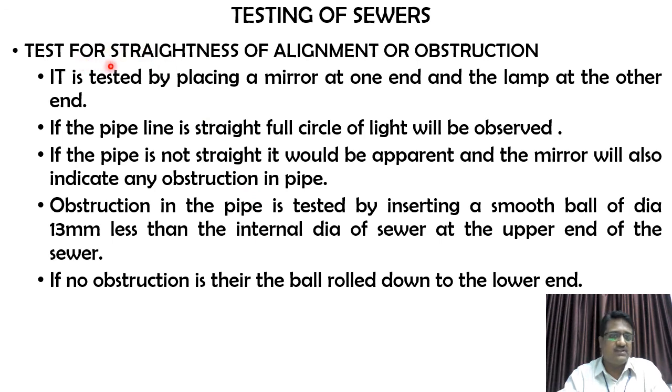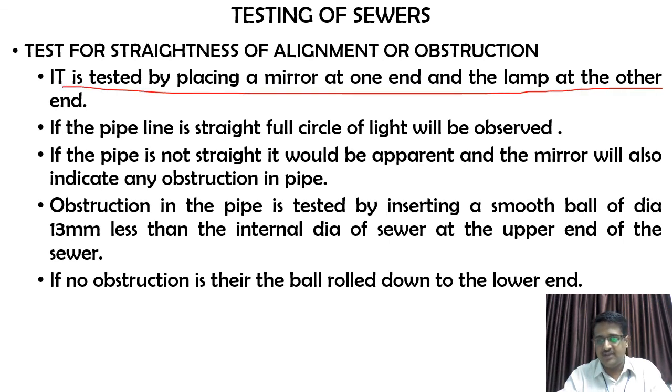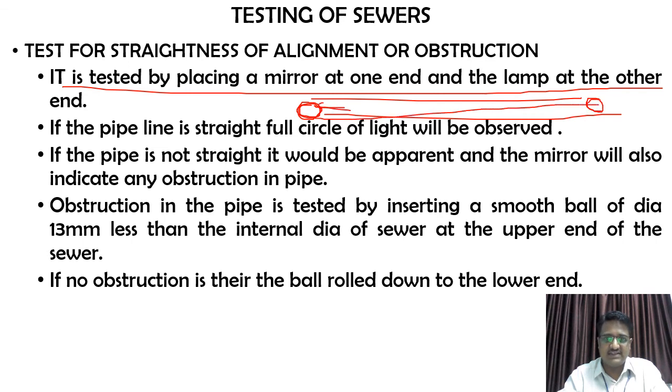So basically, this test for straightness can be done in two ways. One is by placing a mirror and a light source. If at one end we provide the light source and at the other end we provide the mirror, then the entire circular shape should be visible. If it is not, then we can say there is some difficulty, and that part can be rectified. The second one is we can use balls of the size 13 mm less than the diameter of the pipe.